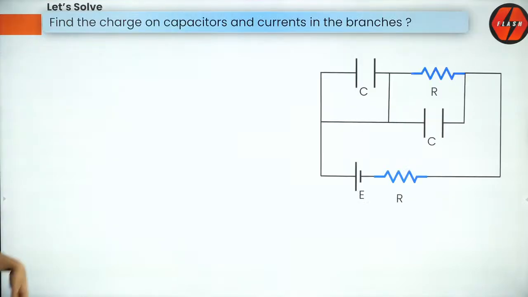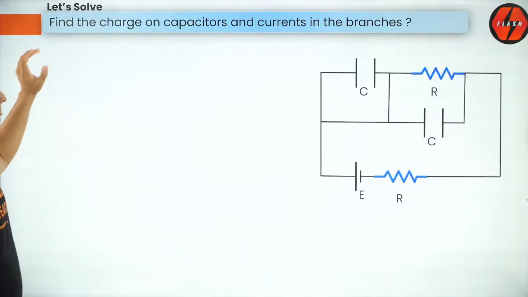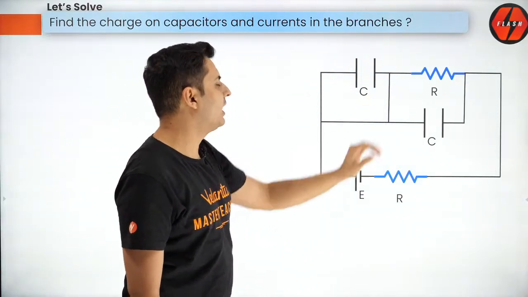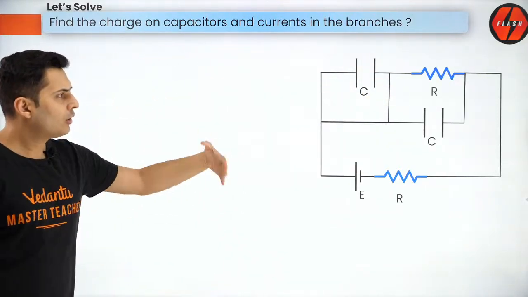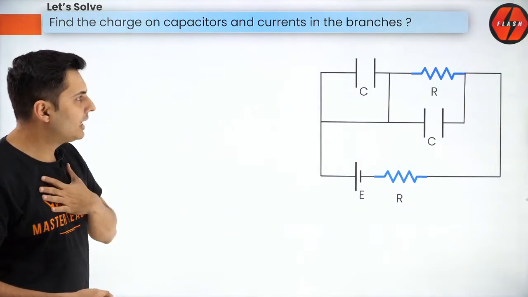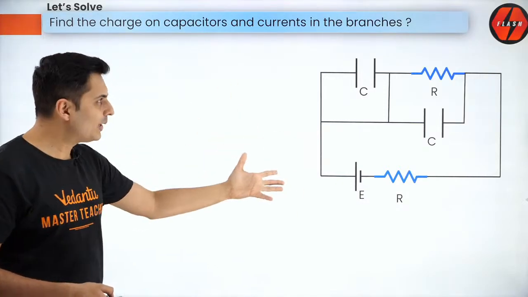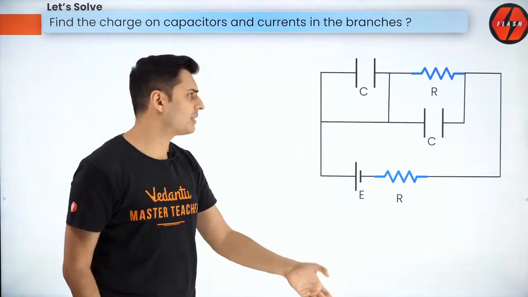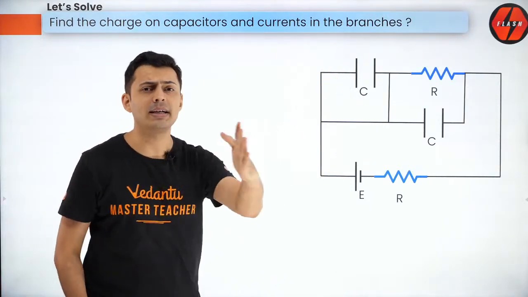So here it comes. This is your first question. Find the charge on the capacitor and the currents in the branches. Okay, lot of things are there. I know you might get slightly psyched, but don't worry, there are more complex questions and you will see that there is a very easy way to solve these questions. First thing, what was my trick?